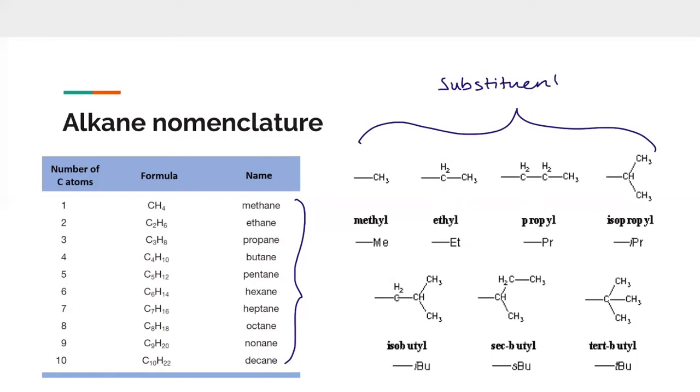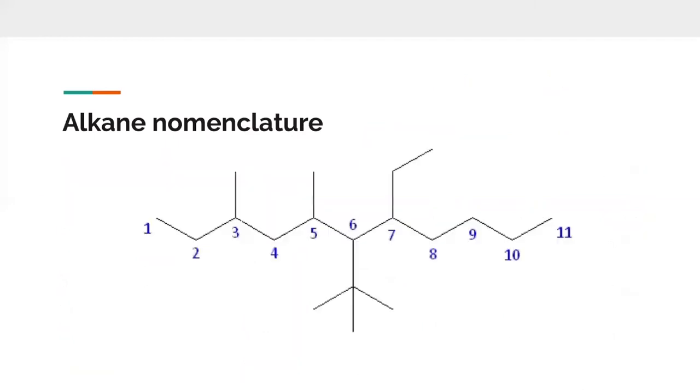And different substituents get different names. So when you're learning alkane nomenclature, you often have to do quite a bit of memorization. But at the end of the day, just remember that nomenclature isn't the most important part of organic chemistry. The most important part is the reactions and the concepts. So don't stress too much over nomenclature. But here we will just get into a little bit of practice with nomenclature.